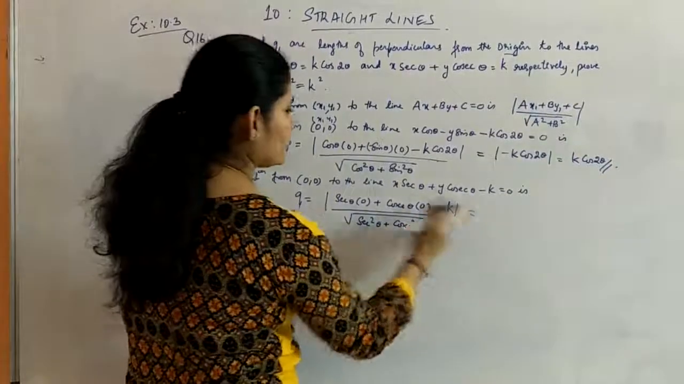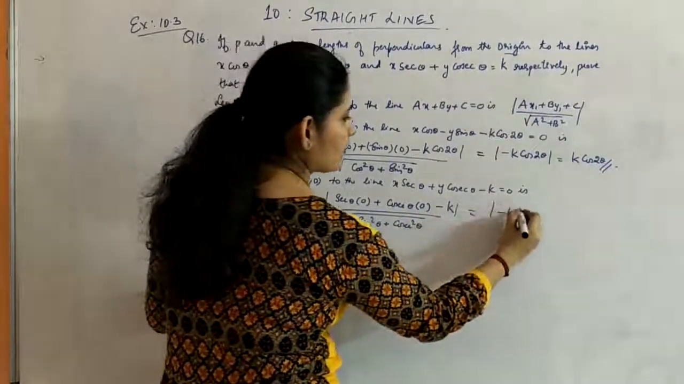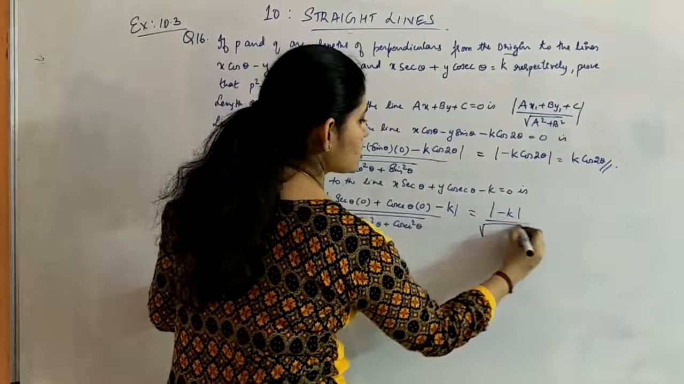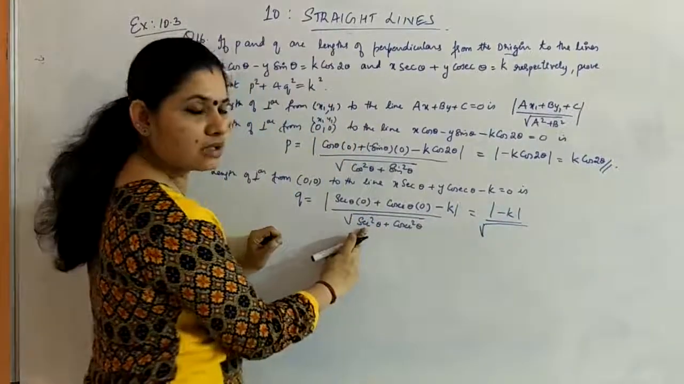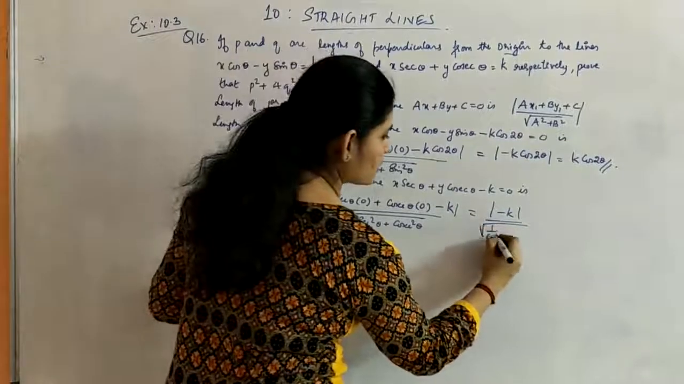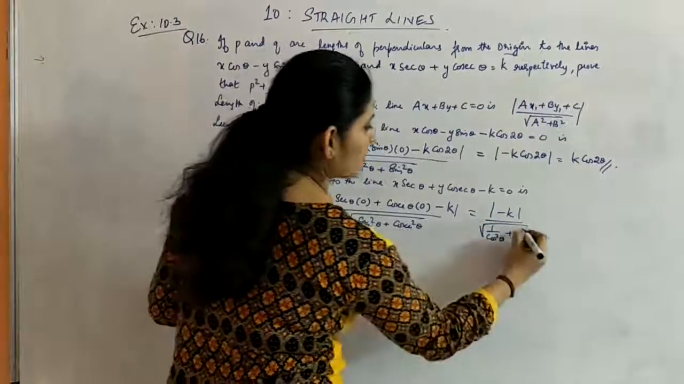Okay. Now here numerator you will have only minus k inside the mod, and this we will change in terms of sin and cos. What is sec? 1 by cos. So you will get 1 by cos square theta here plus cosec square is 1 by sin square.